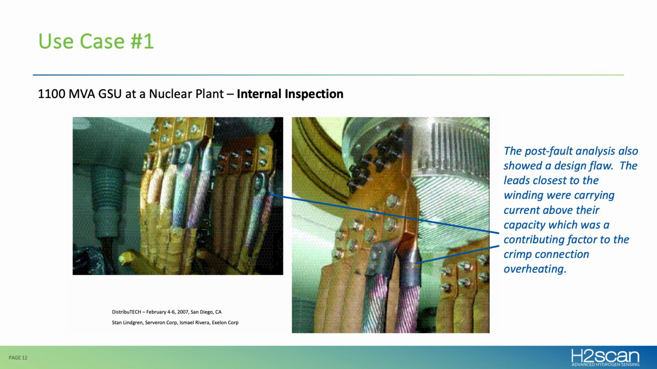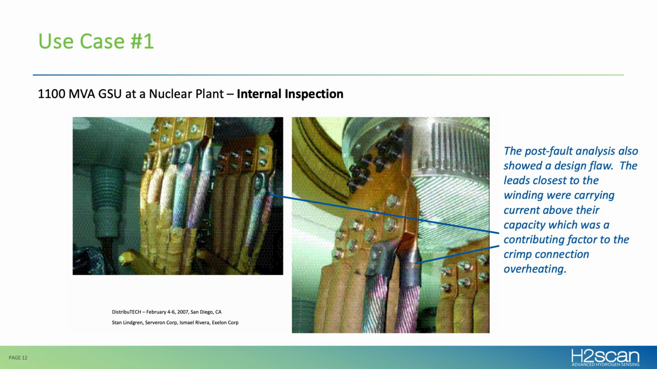Also, at the end of that was a crimp connection in the middle of a low voltage lead. When they took the paper off at the top of the leads, at the bottom of the low voltage bushing, they saw that a number of the conductors closest to the winding were all overheated. So they found out that there was a design issue with this transformer. By the way, this transformer was only about 2 years old at the time and still under warranty. So it's important to find out about these problems while it's still under warranty. And it's also nice to have the monitoring that tells you about the problem prior to the transformer failing.